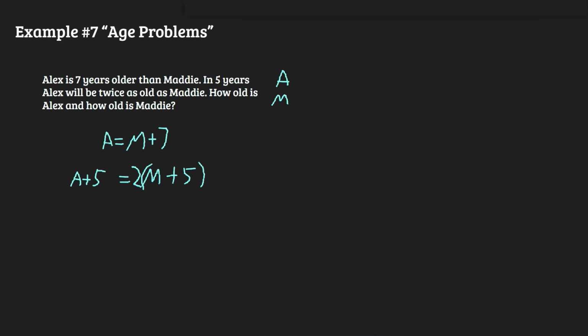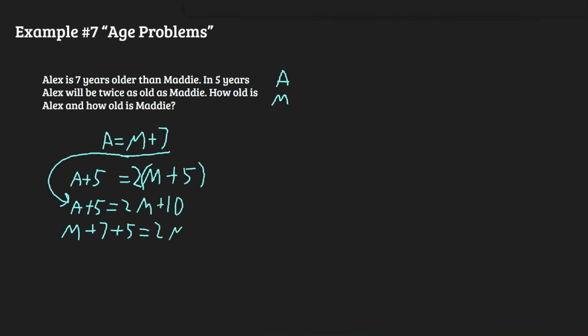So now what I'm going to do is multiply through on the right side here. So I'm going to get A plus 5 is equal to 2M plus 10. Then I'll just do some simple substitution here, and I'm going to substitute in this M plus 7 for the A right here. So I'm going to get M plus 7 plus 5 is equal to 2M plus 10. Now the 7 and 5 will combine to 12.